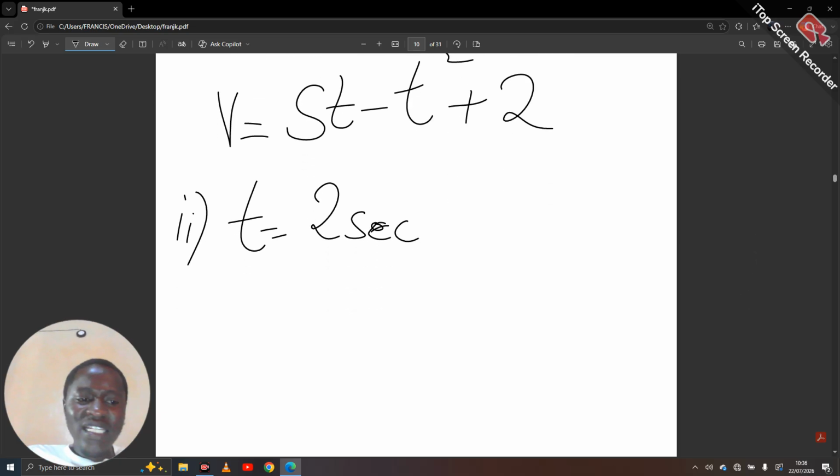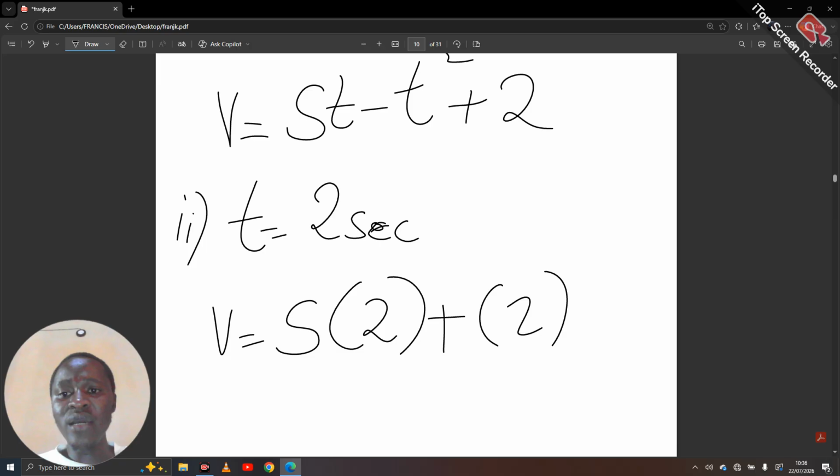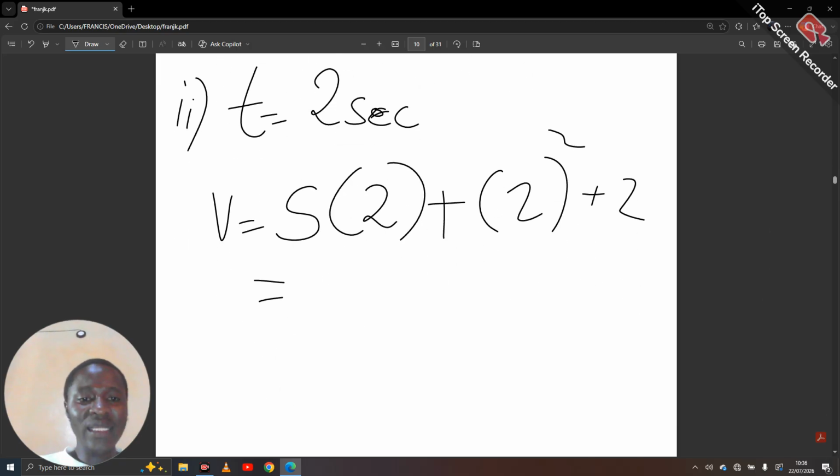Now, this is just a matter of substituting. So we have 5 into time, which is 2, minus 2 squared plus 2. Working with a calculator, the answer there will be 8 meters per second.